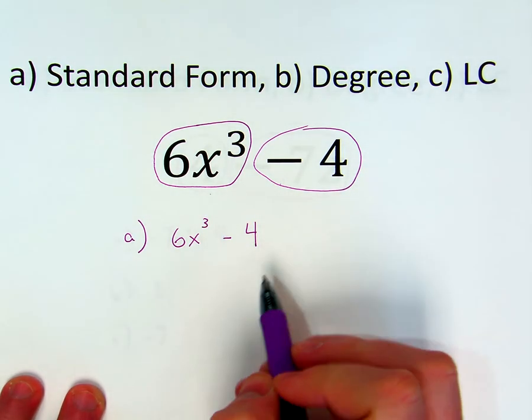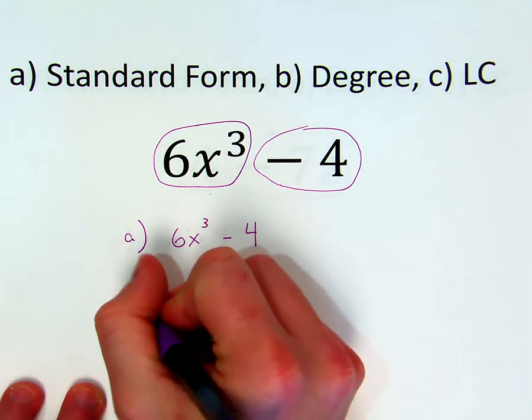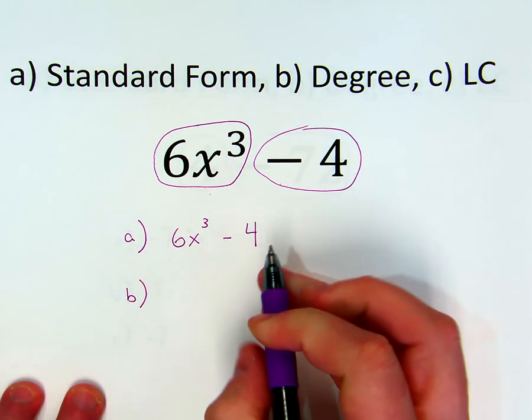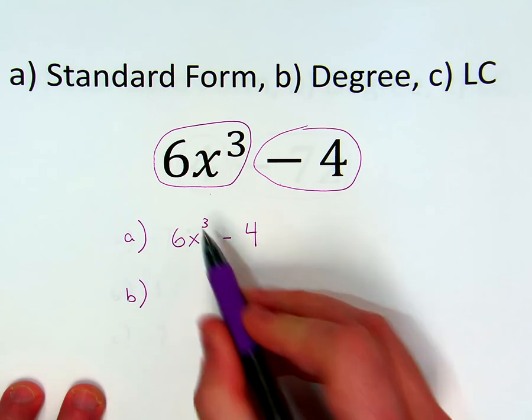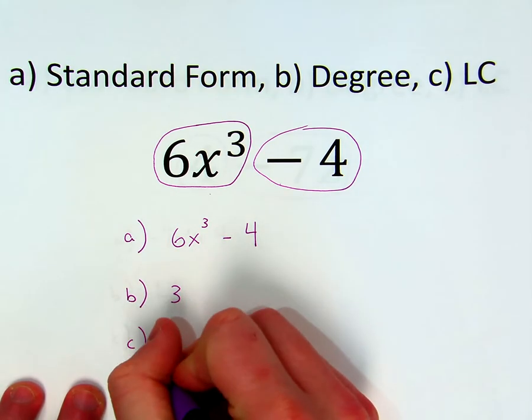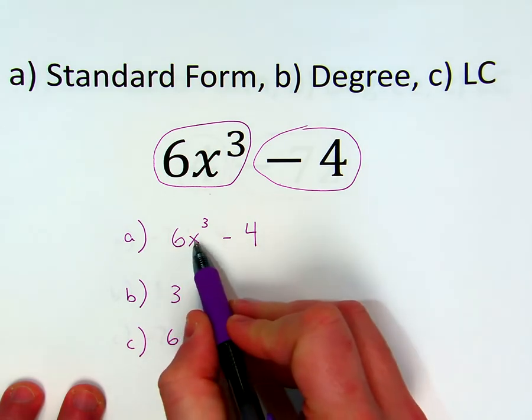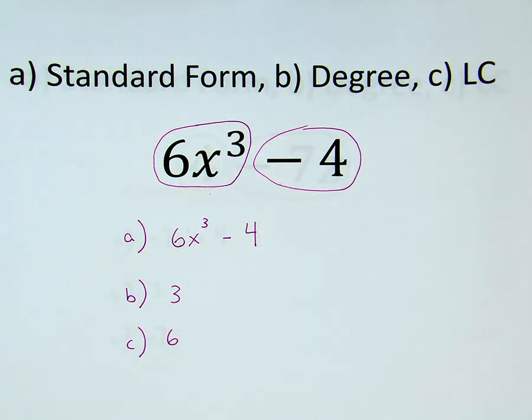This one was already written in standard form to begin with, but we rewrite it in standard form just to make sure we answer clearly. The degree of this polynomial is 3 because that is the largest exponent in the polynomial, and the leading coefficient is 6 because that is the coefficient of the variable with the degree.